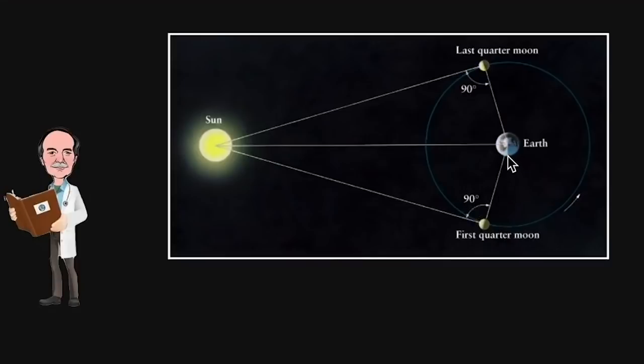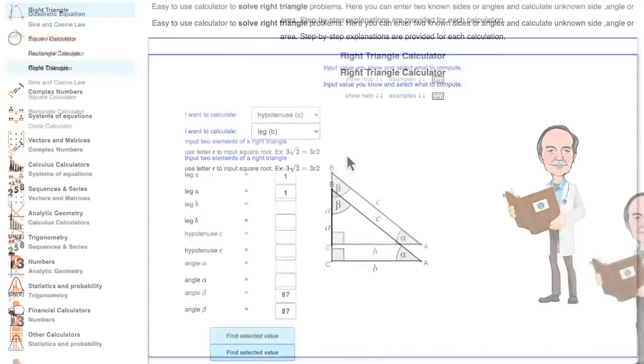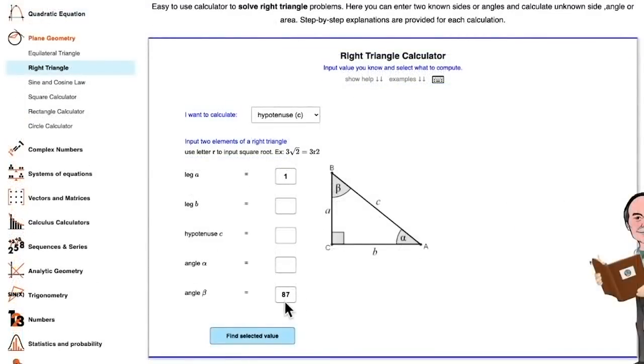And if he could determine the distance from 90 degrees vertical, he could actually calculate the distance of this leg of the triangle, which is the Earth-Sun distance. And he would calculate it in terms of the distance from the Earth to the Moon. So heading over to Math Portal for the right triangle calculator with detailed explanation, we can actually put these numbers in. Now, he got 87 degrees for the angle to the half moon.